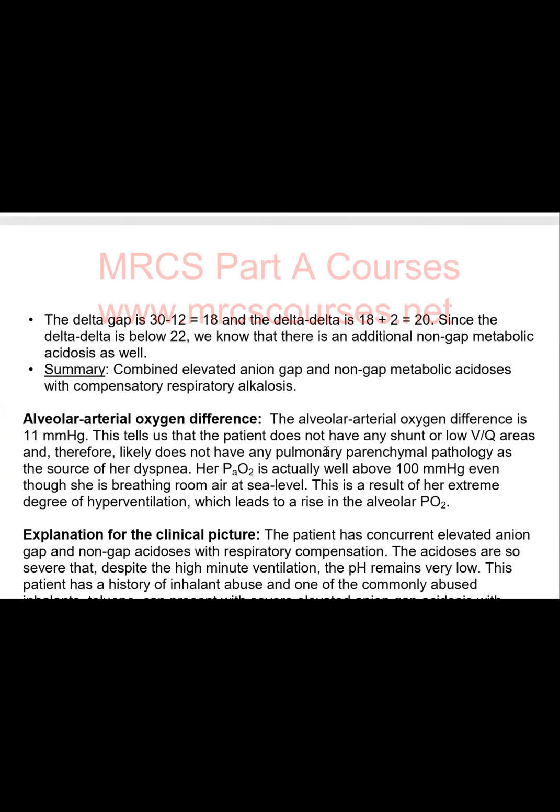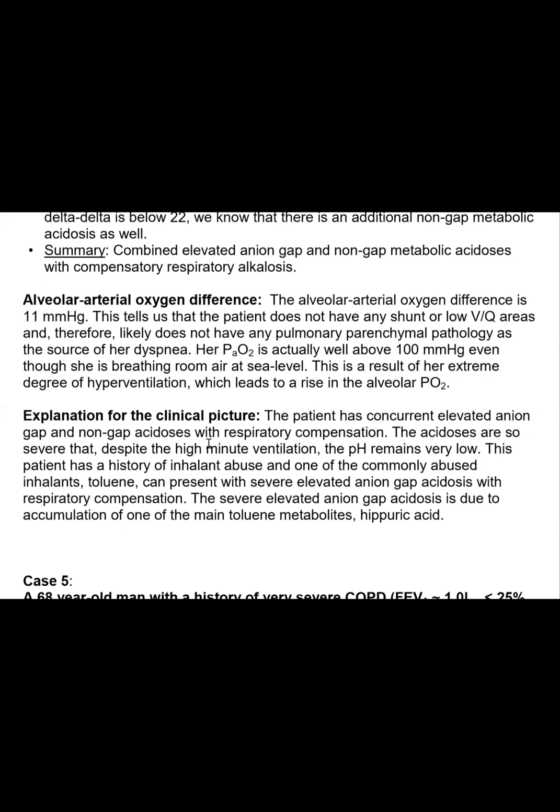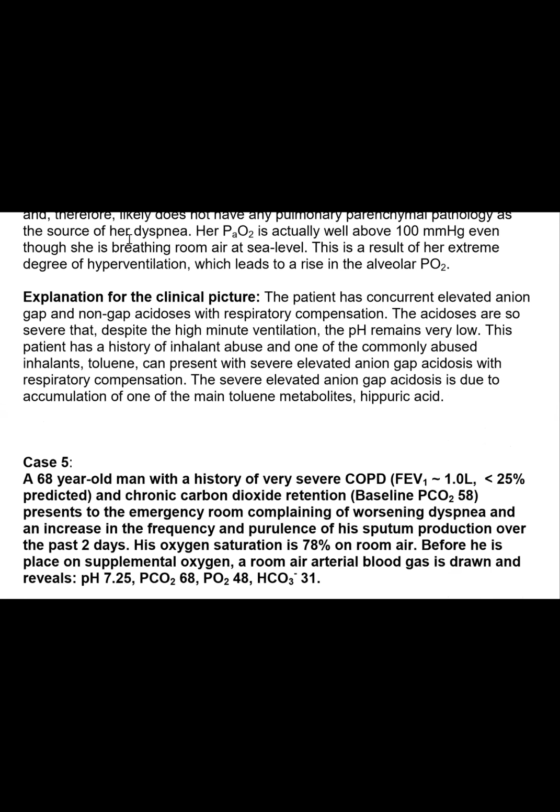The patient has concurrent elevated anion gap and non-anion gap acidosis with respiratory compensation. The patient has a history of inhalant abuse, and the commonly abused inhalant toluene can present with severe elevated anion gap acidosis. Like MUDPILES: high anion gap metabolic acidosis, toluene, sepsis. Let's keep this mnemonic from the beginning of the lecture. High anion gap metabolic acidosis is MUDPILES, and normal anion gap metabolic acidosis is HARDUPS. Okay, excellent.